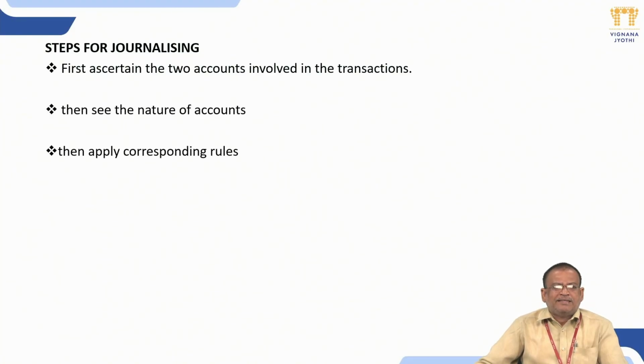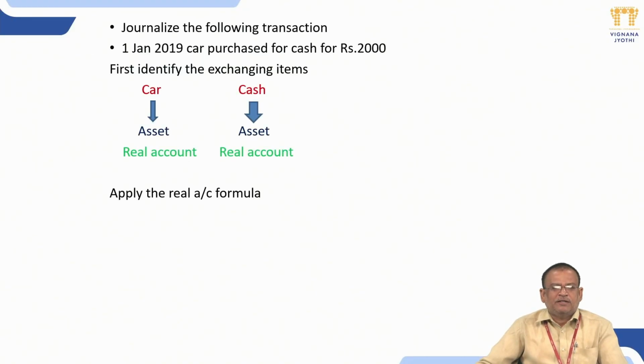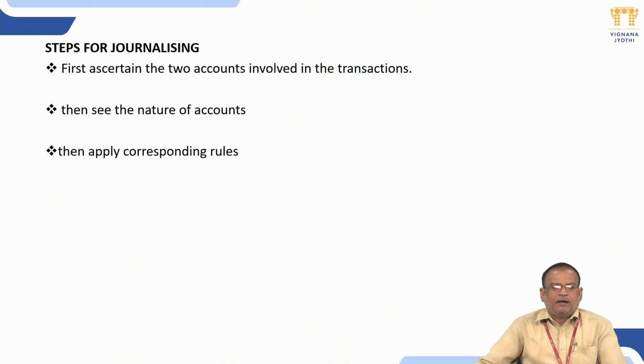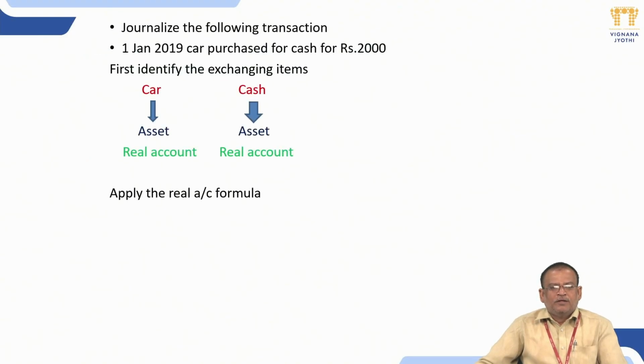First, ascertain the two accounts involved in the transaction. Second, see the nature of the accounts. Then apply the corresponding rule. So here is one example. On 1st January 2019, the transaction happened: car purchased for cash for rupees 2000.